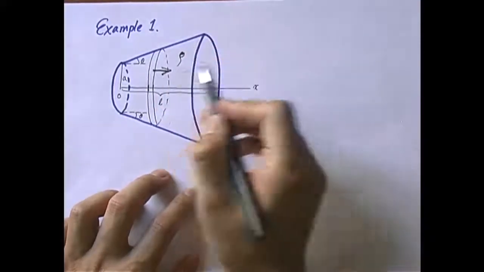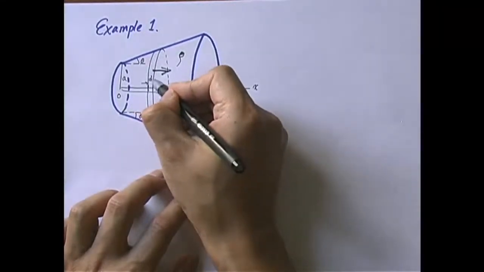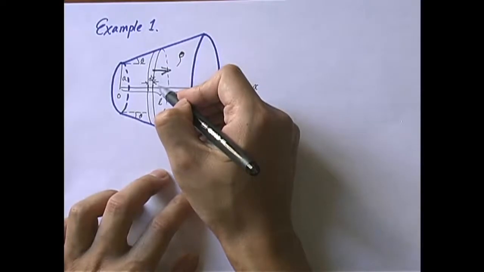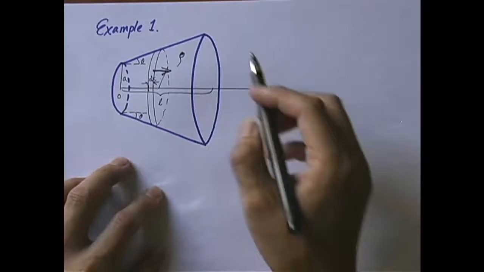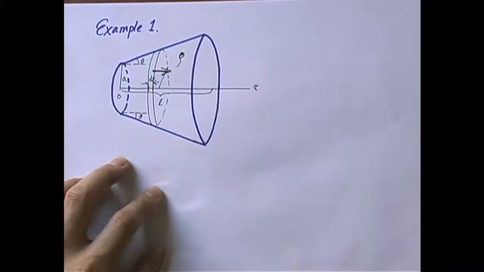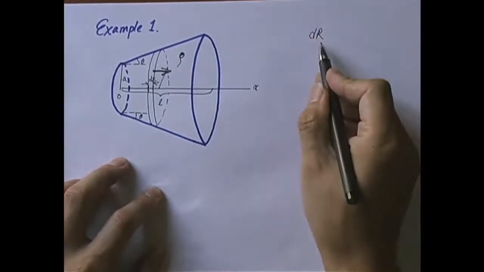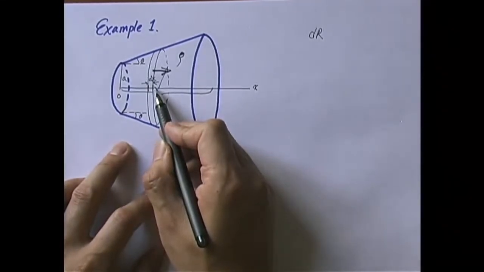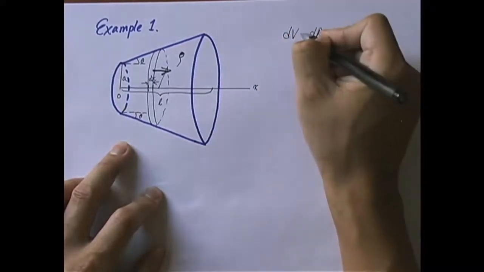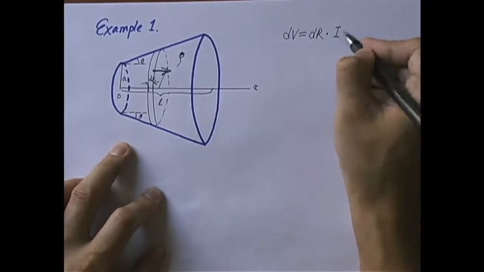This particular layer has a thickness dx. X is the x-axis, so it's got a thickness dx. It's got a certain radius, which we can easily figure out later. So we can figure out the resistance of this particular layer, and let's call it dR. Now if we apply Ohm's law to this little piece dR, then it says that the voltage difference across the two ends of this layer, which is dV, must equal the resistance of this layer dR times what? Times the current.